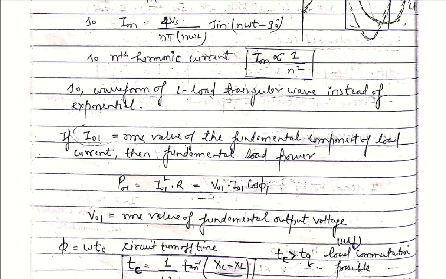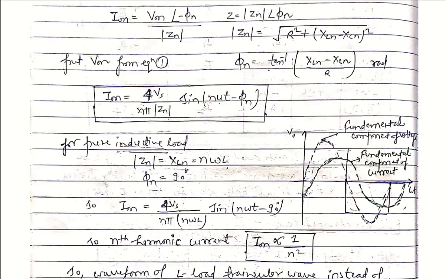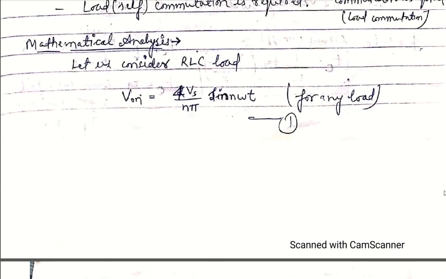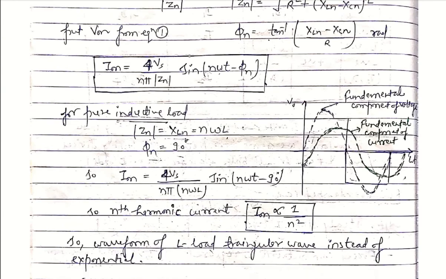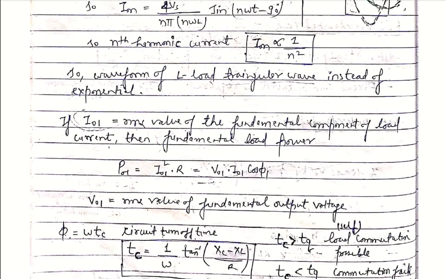How will we calculate the fundamental RMS voltage? Simply take the maximum of this voltage, which is 4 Vs divided by n pi. It is the maximum value of the fundamental component. If you put n equals 1 and divide this by root 2, then it is the RMS value of the fundamental component. In this way we calculate the fundamental RMS component of the voltage.